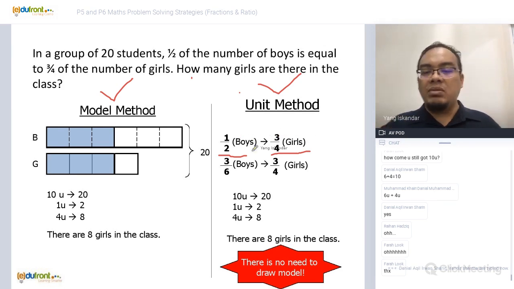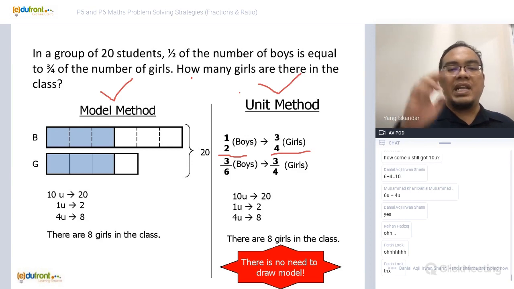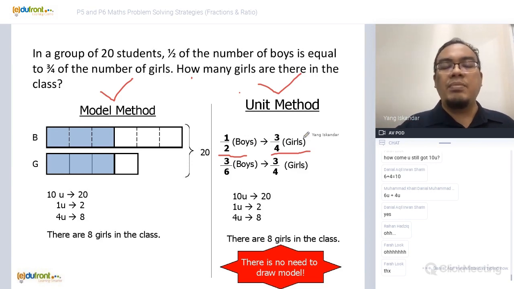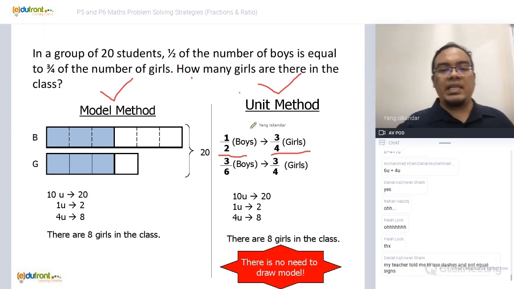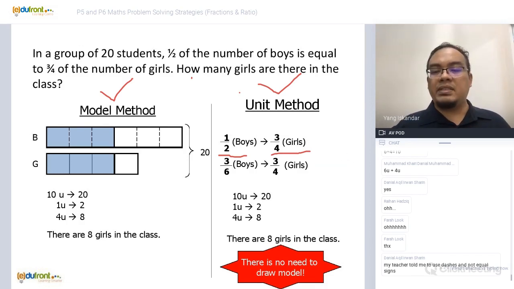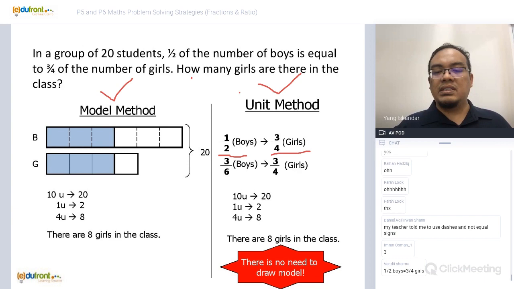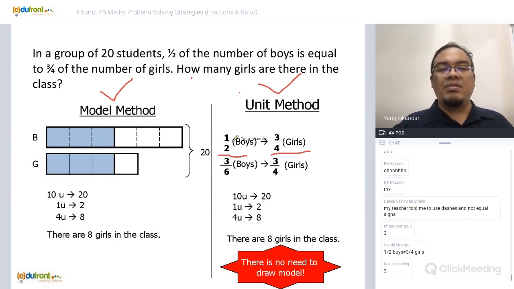Okay, so step number 2 is you make the numerator the same. Now, how to make the numerator the same? By finding the lowest common multiple of the numerators. Since the numerators are 1 and 3, what's the lowest common multiple? Lowest common multiple is 3, right? Now, how to get 3?